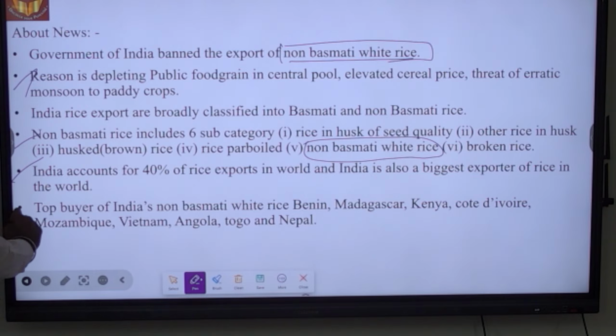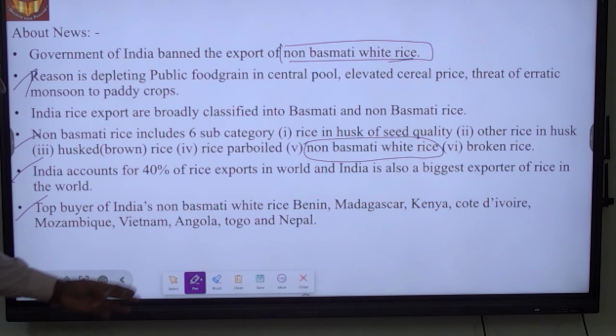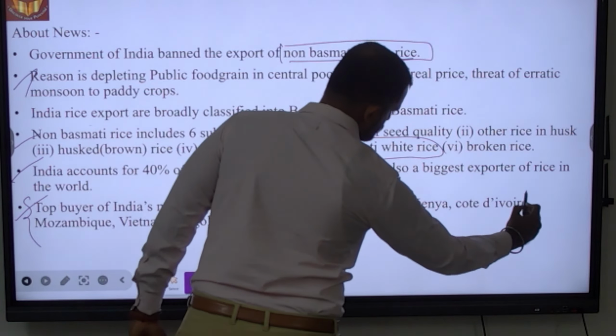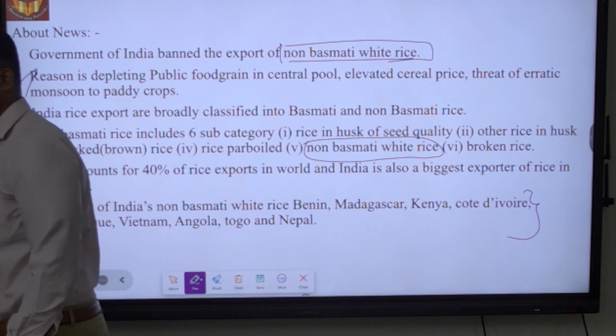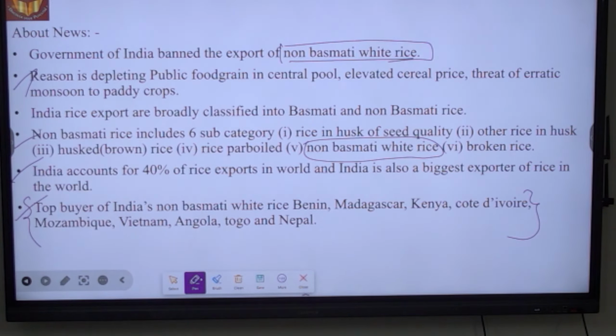The top buyers of India's non-basmati white rice are Benin, Madagascar, Kenya, Cote d'Ivoire, Mozambique, Vietnam, Angola, Togo and Nepal. From this we are able to see that small island states, as well as countries which are in the developing stage and very poor, are dependent on the export of India's non-basmati white rice. So these countries will surely be affected by the decision to ban the non-basmati white rice.